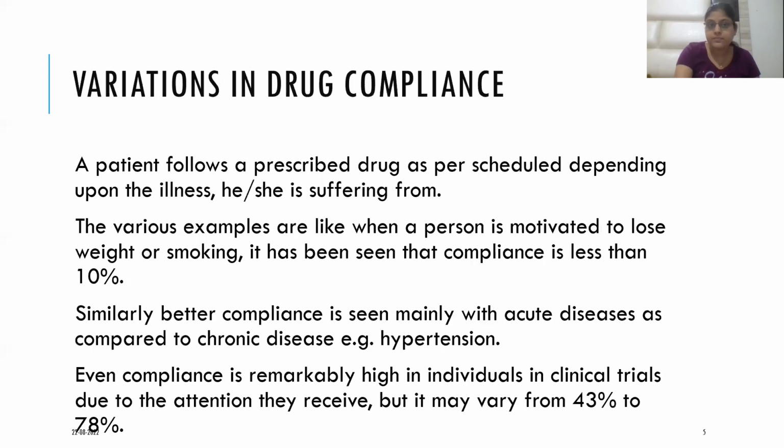Variations in drug compliance: patients follow the prescribed drug as per schedule depending upon the illness they are suffering from. If there is a chronic disease, the patient may not be so compliant, and if there is an acute disease, the patient will be more compliant. Because in acute diseases, like sore throat or fever, drug therapy is required for 5 to 10 days, given for a lesser period of time, and the patient is more compliant.